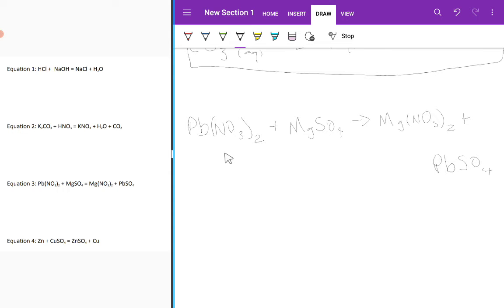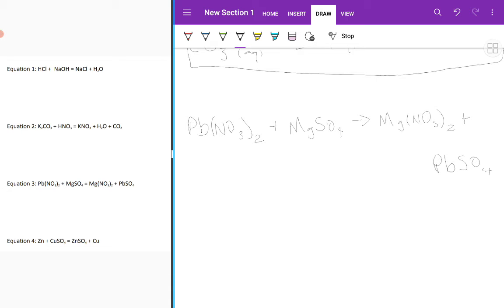Well, before we get to the solubility and the state symbols, let's check to see if our equation is balanced. We have one lead on the left, one lead on the right. We have one magnesium on the left, one magnesium on the right. We have one sulfate on the left, one sulfate on the right. Now check the nitrates. You have two nitrate ions on the left and two nitrate ions on the right. So our equation is balanced.